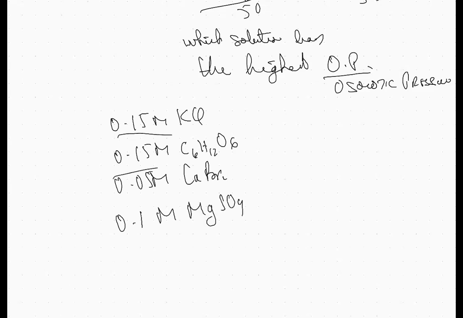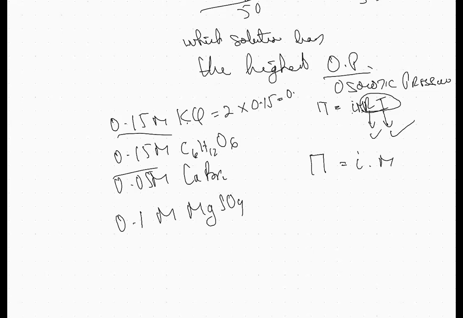Pi equals i M R T, right? R is the same for all, correct? If we assume they're all at the same temperature, T is the same. And M is the molarity. So i and M would be the changing terms. All I have to do is find i and M for each one and multiply. i is the Van't Hoff factor. For potassium chloride, one potassium, one chloride, it would be 2 times 0.15, so I get 0.3.